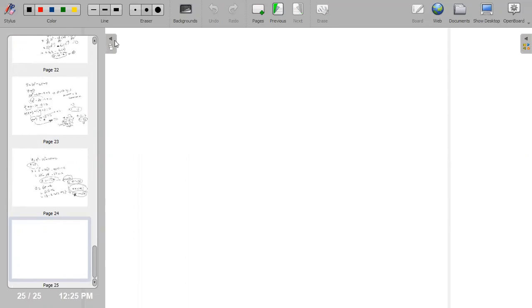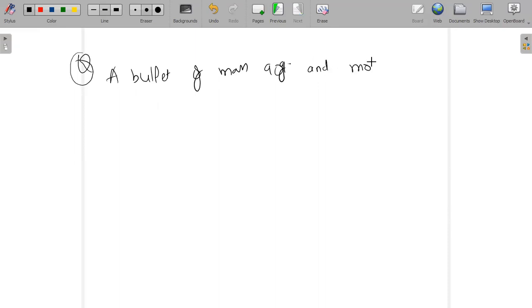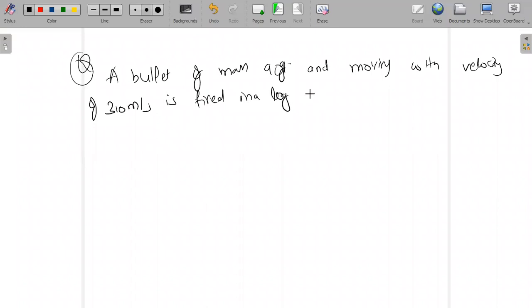Okay. Let's see one more question which was asked in your university problem. So the question was asked like this. This question we have already solved. You can check your notes. A bullet of mass 90 grams and moving with velocity of 310 meter per second is fired into a log of wood.